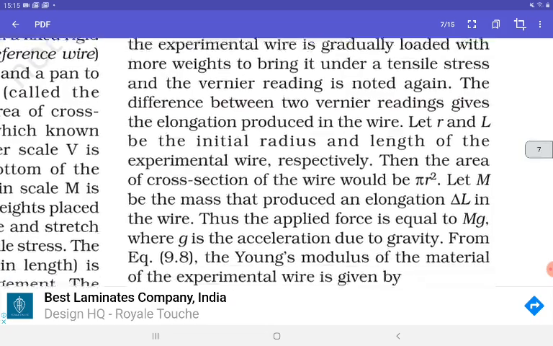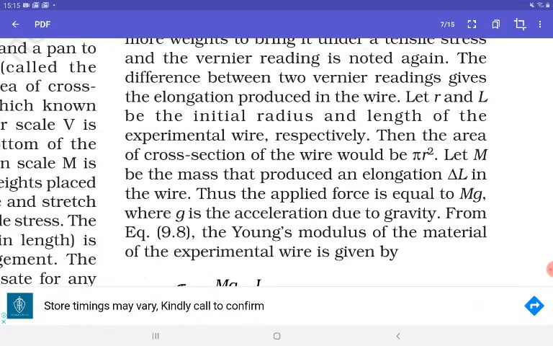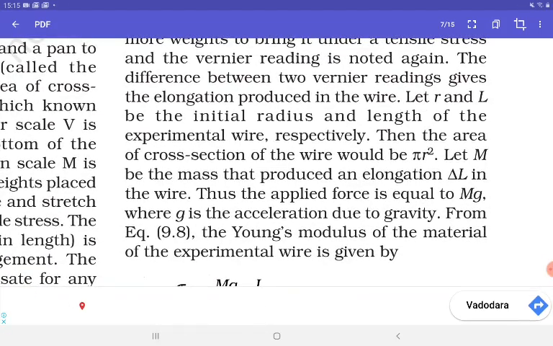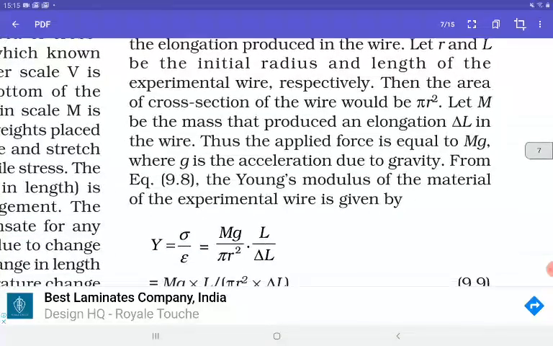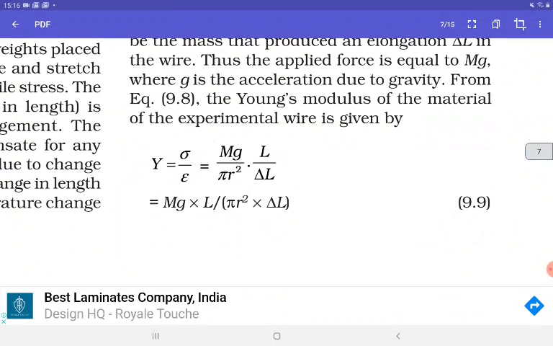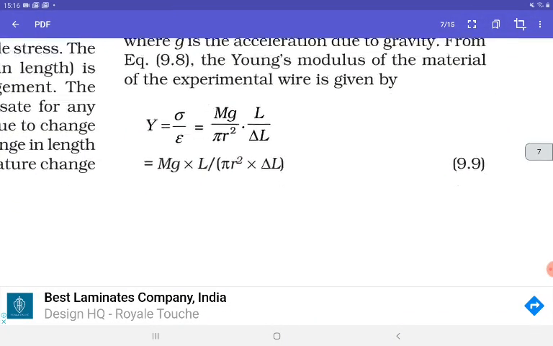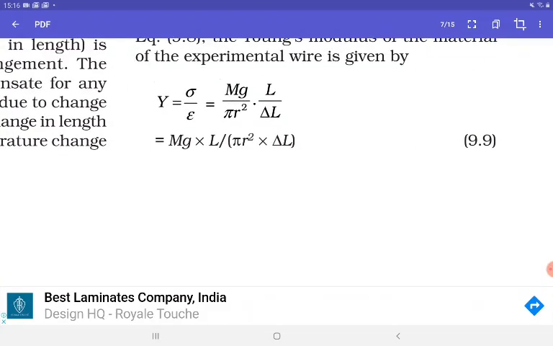Let r and L be the initial radius and length of the experimental wire respectively. Then the area of cross section of the wire will be pi r square. Let M be the mass that produces an elongation delta L in the wire. Thus the applied force is equal to Mg, where g is the acceleration due to gravity. From the equation, the Young's modulus of the material of the experimental wire is given by Y equals sigma upon epsilon equals Mg upon pi r square into L upon delta L.